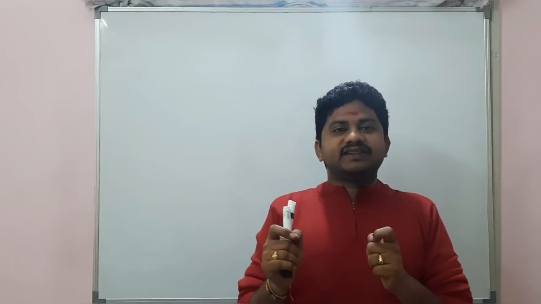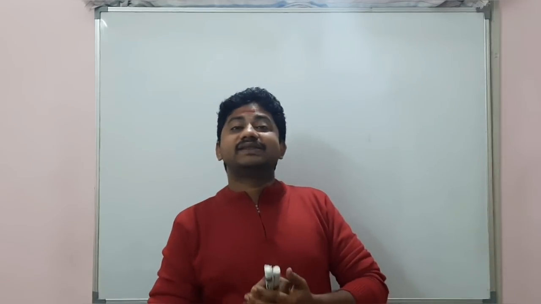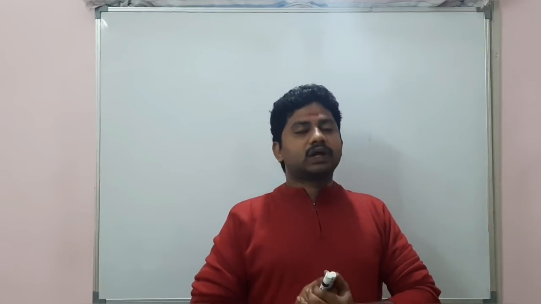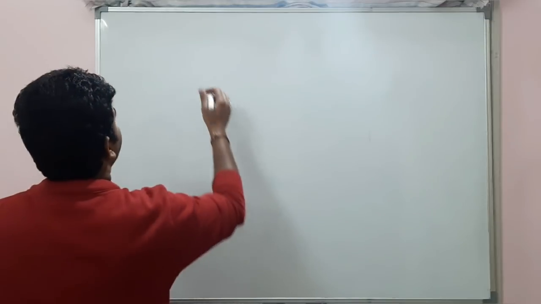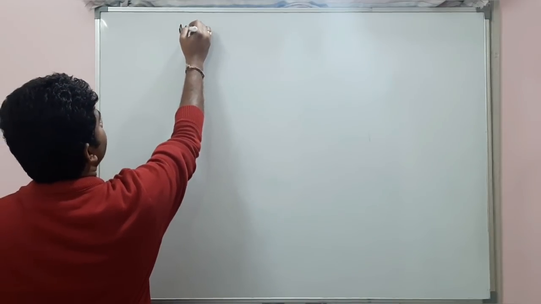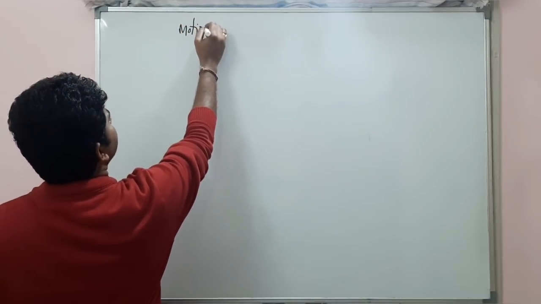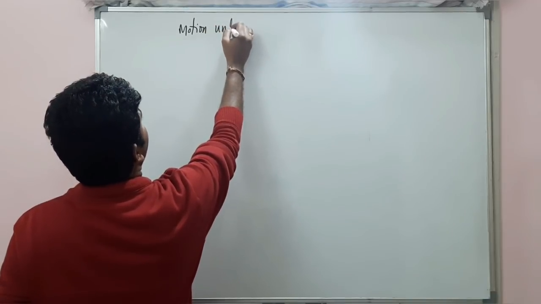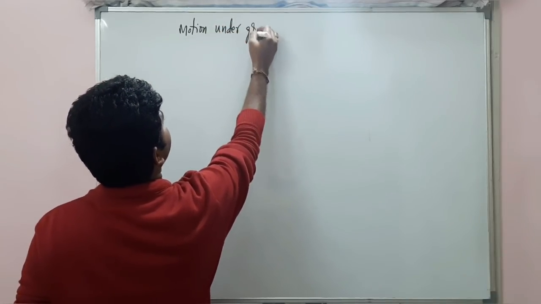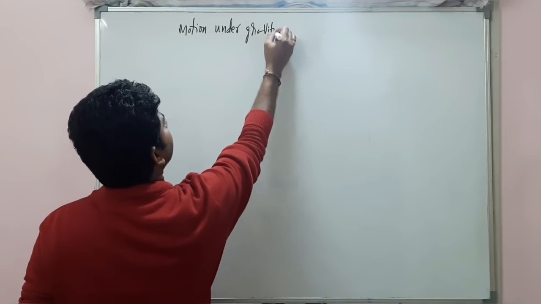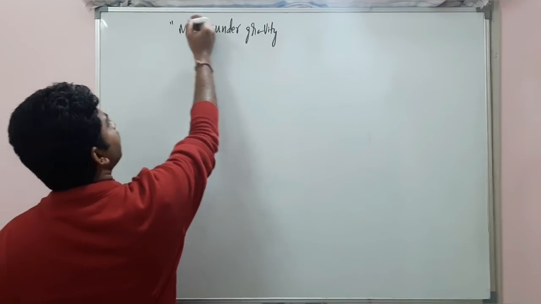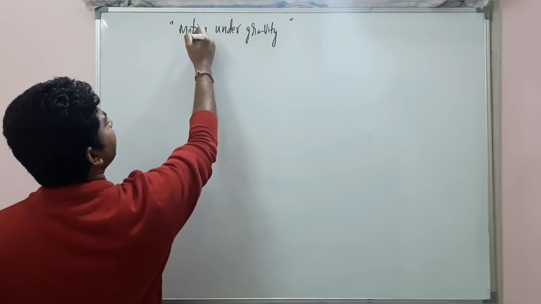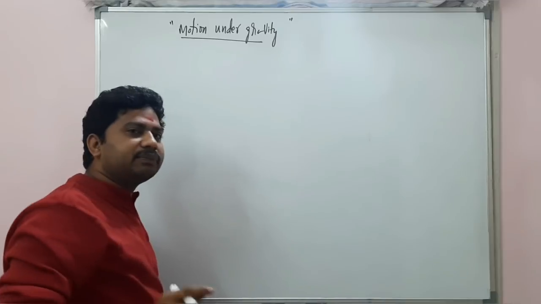Now we have almost finished the chapter called motion in a straight line, because there is a concept called motion under gravity. This is the chapter. A motion under gravity is already discussed by us in our basics.